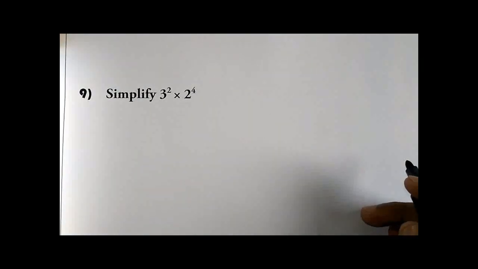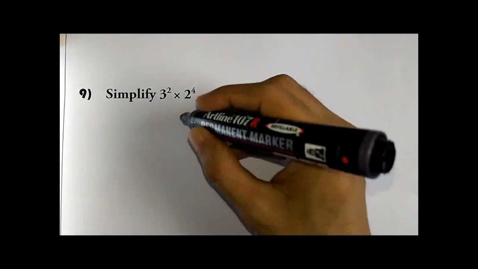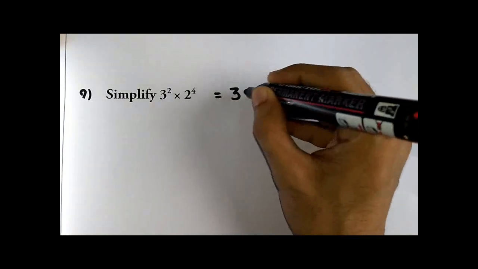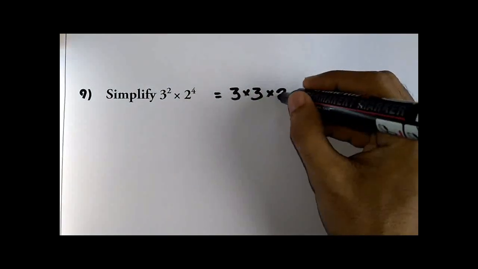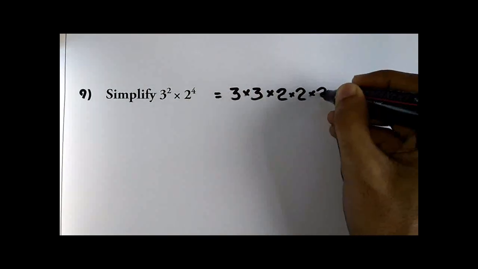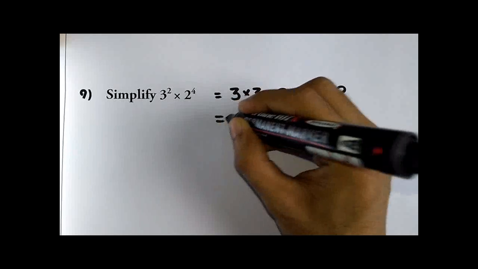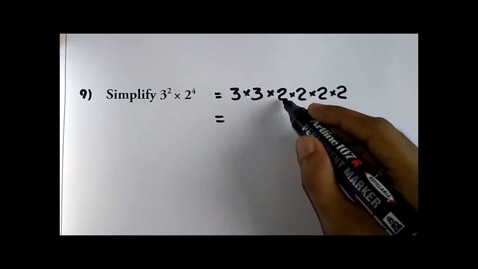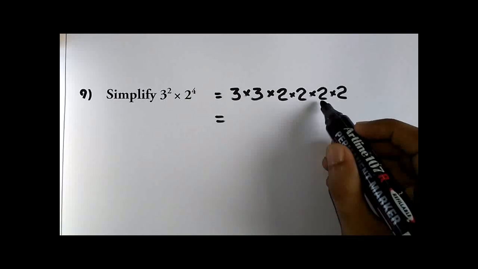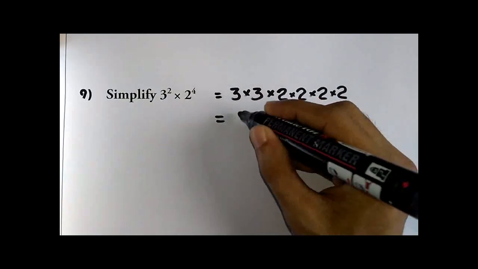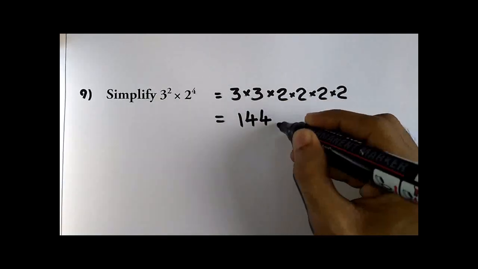Another easy question. This one is related to indices. So 3 squared means we should write 3 twice. And 2 to the power 4 means we have to write this 2 four times. Okay, fine. Now we'll try to simplify this. 3 3s are 9. And 9 2s are 18. 18 2s are 36. 36 2s are 72. And 72 2s are 144. So the answer is 144.